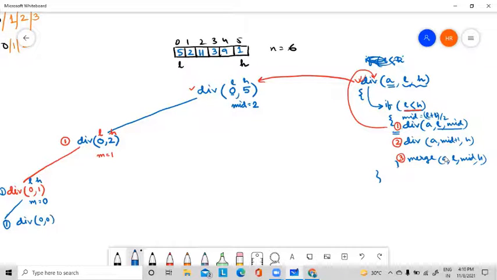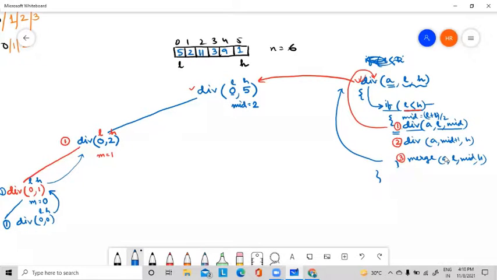Now this is L, this is H. This one is not satisfying. So it will go back to this position. Since this if is not satisfying, it will go back to the previous function which is calling this function. So it will come back to this div function. Now inside this div function, the first part is done, so it will go for this one.